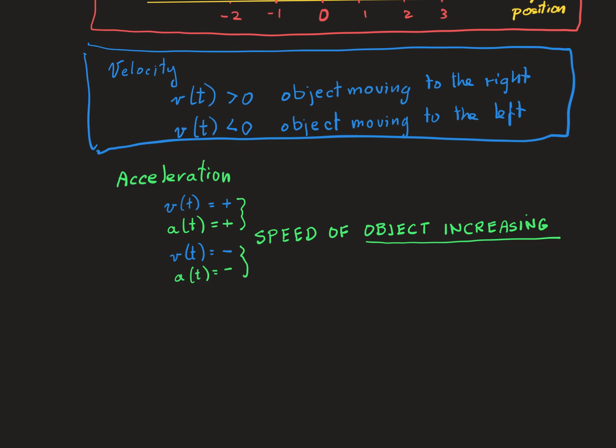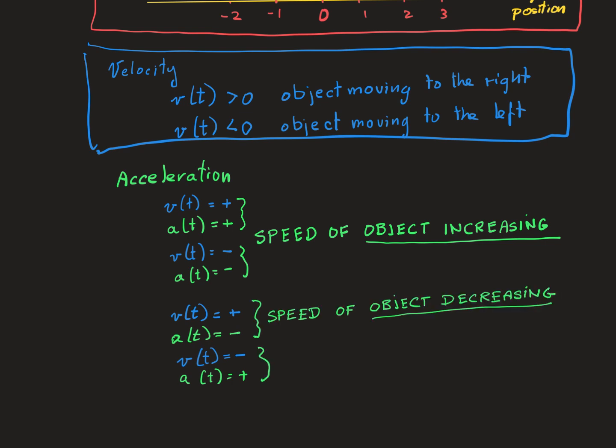On the other hand, if the velocity of the object is positive and acceleration of that object is negative, or the other way around, if the velocity of that object is negative and the acceleration is positive, in both of these two cases, the speed of the object will be decreasing. And we use sign diagrams to interpret these motions.